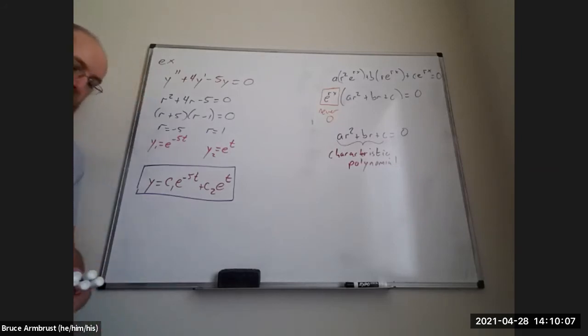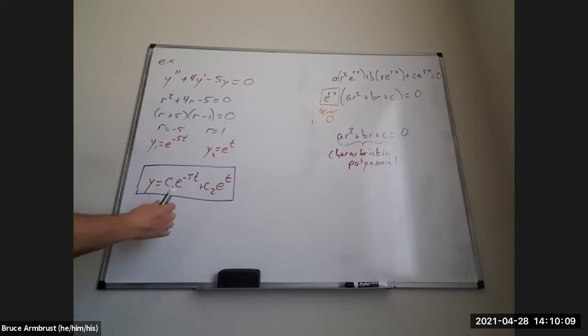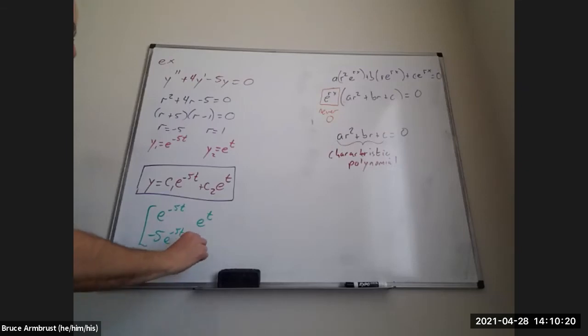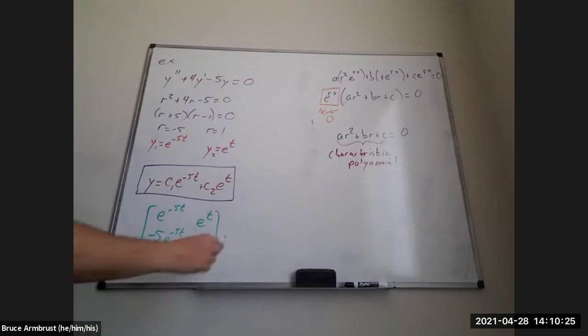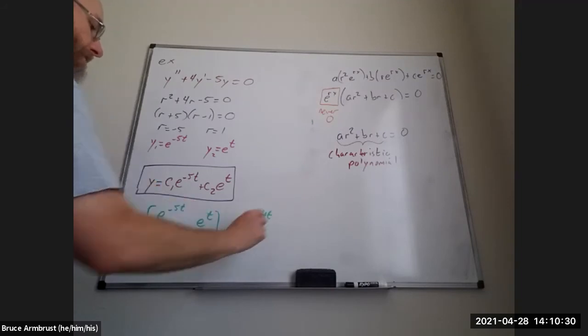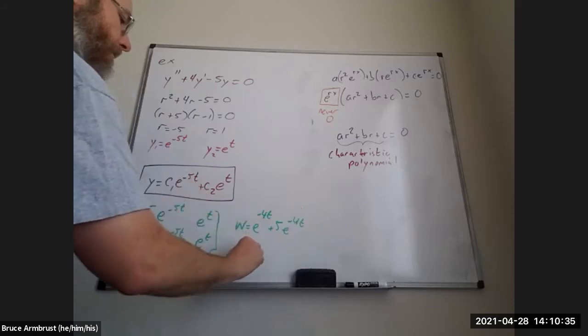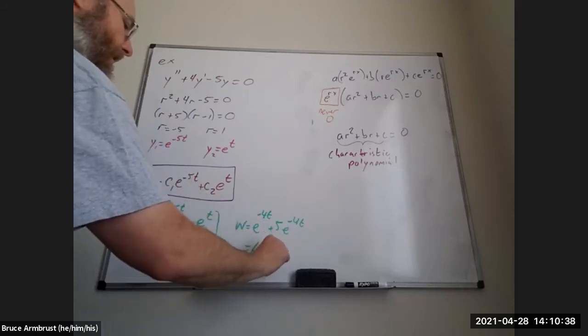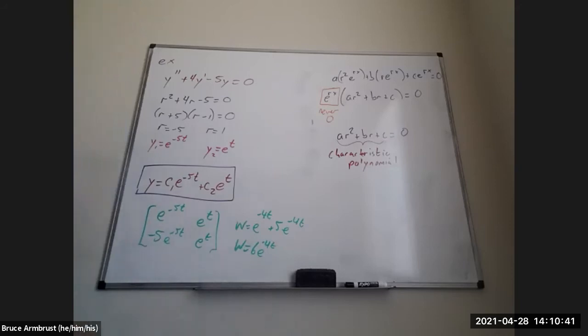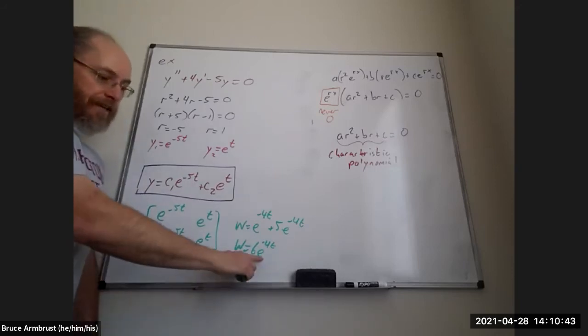If you look at the Wronskian, let's just look at the Wronskian real quick. If we make that matrix, e to the minus 5t, e to the t, we then need the derivatives, which are minus 5e to the minus 5t, and then e to the t. And if I take the determinant of this, I get e to the minus 4t plus 5e to the minus 4t, or 6e to the minus 4t. And you can see that it's never 0.